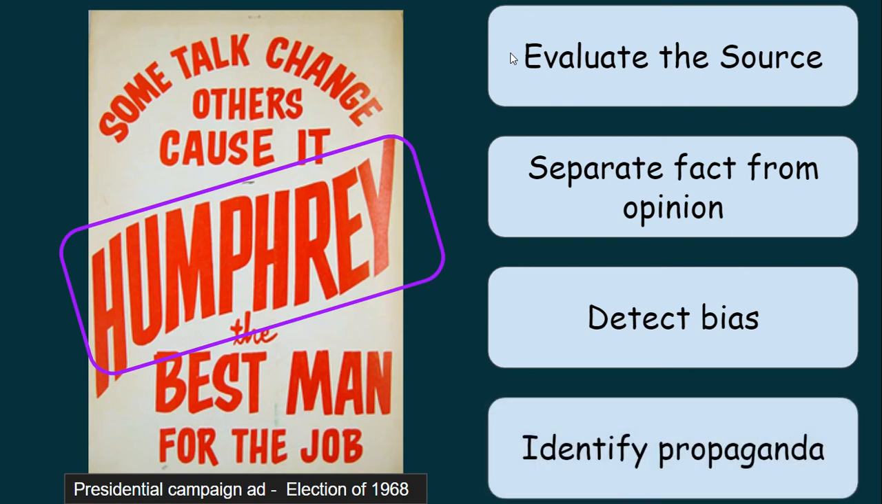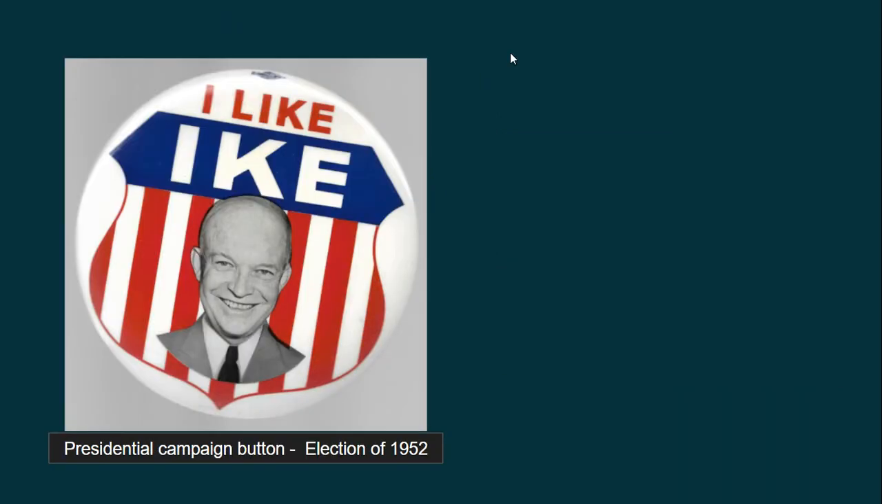And then finally, identifying propaganda. He is trying to promote his point of view and become president. So we could consider this propaganda. Again, that doesn't necessarily mean that it's bad or malicious, but I would say that this is not necessarily factual, it is biased, and it could be considered propaganda. We're going to look at one more.